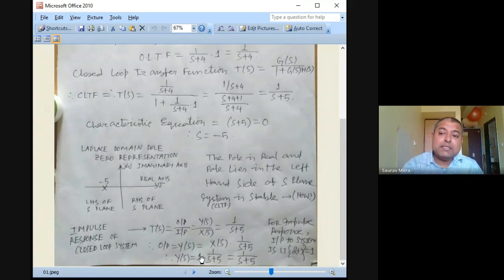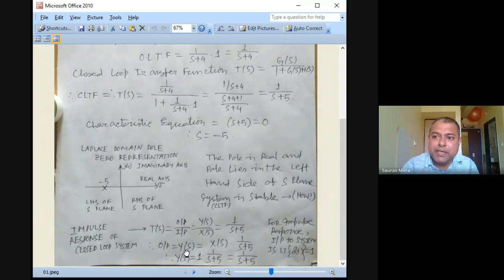If it was a step response, I had to substitute X(s) as the Laplace transform of u(t). What is meant by u(t)? The amplitude of u(t) is 1; u(t) is nothing but the unit step. What is the Laplace transform of 1? It was 1 by s. So if I ask you to find the step response, you have to substitute X(s) as 1 by s, and then find Y(s).